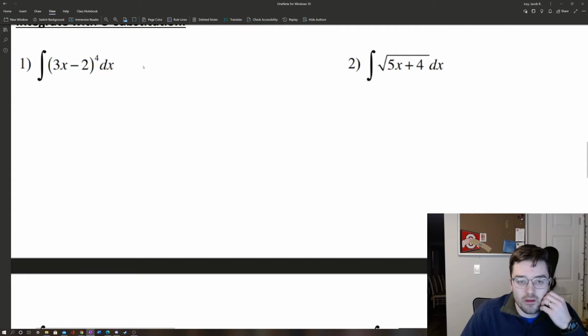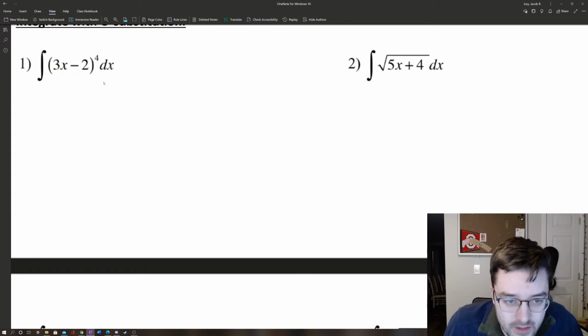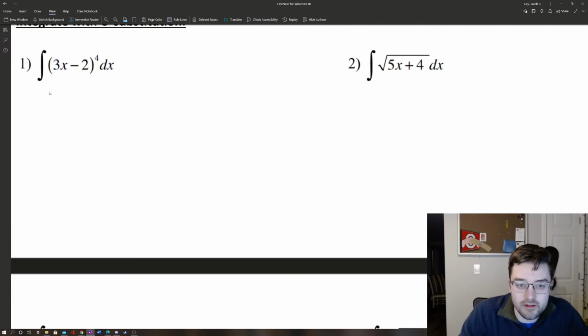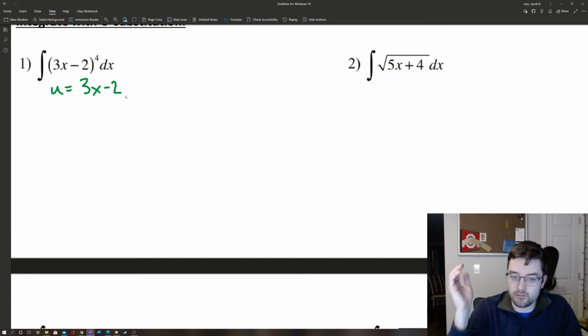There we go. So we're going to set up with the pattern that I listed before. We need to define u, which is the group. What is the group inside? It's pretty easy to see that 3x minus 2 is inside that something to the 4th power. And then we need to find du.